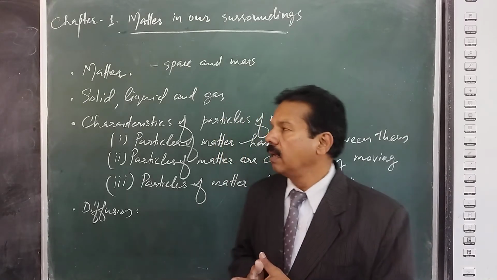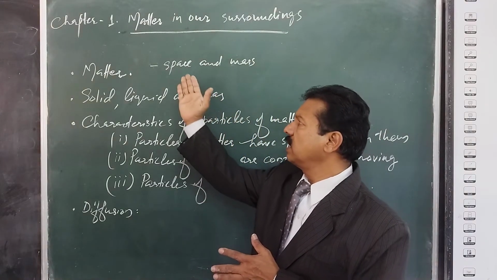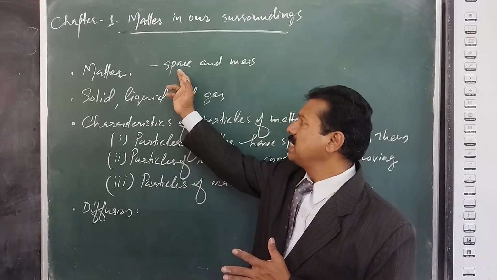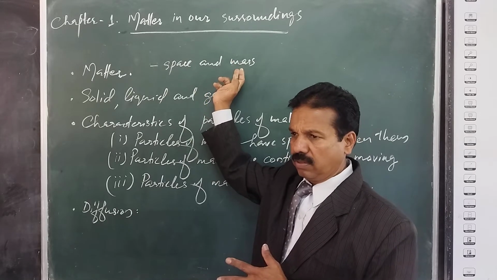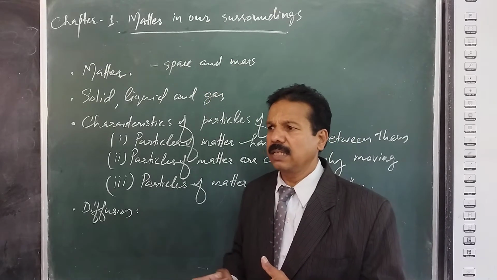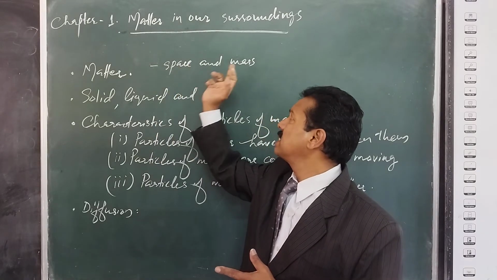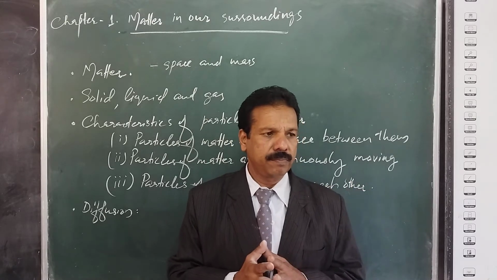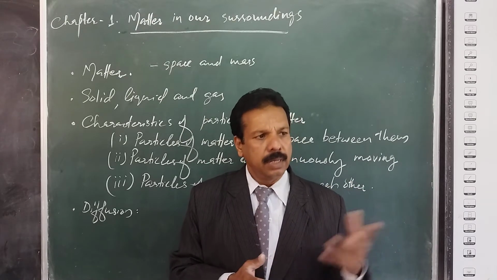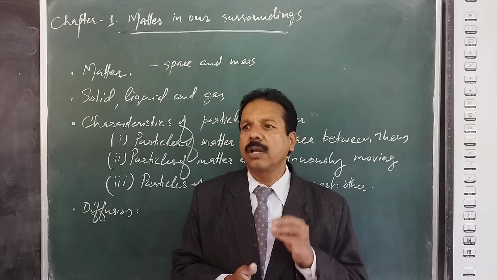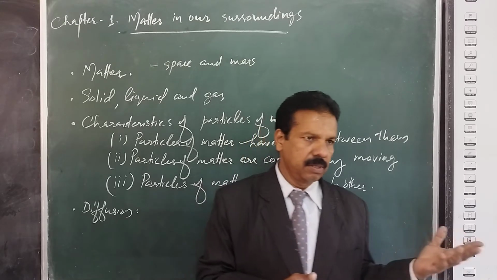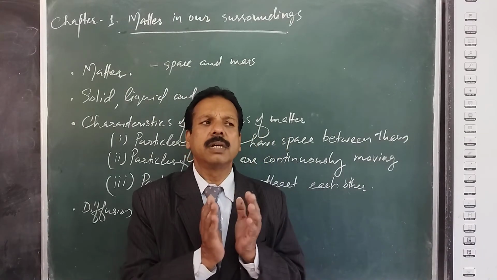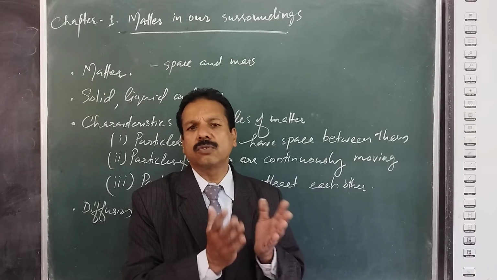What is matter? Matter is anything which occupies space and has mass. Any substance which occupies space and has mass is known as matter. A wooden piece, a glass of water, any liquids, these are all matter. Gas, atmospheric air, that is also matter. And atmospheric air is a mixture of different gases, that is also matter.